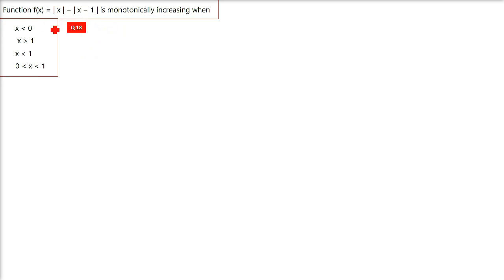Now we have this mod x and mod x minus 1 is monotonically increasing value. So before that, there will be certain cases here. If you see all these options, very carefully see the 4 options being given. So what do we have? x and x minus 1. When will mod x be 0? When x is 0. When will x minus 1 equal 0? When x is equal to 1.